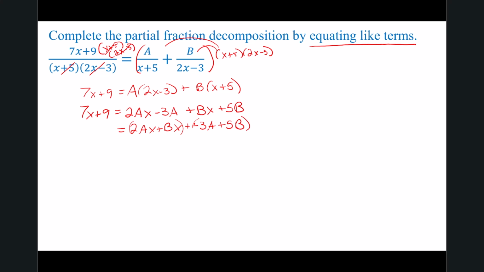So I have the x's. I'm going to factor out an x out of that first part. I have 2a plus b. And then my constant is negative 3a plus 5b.